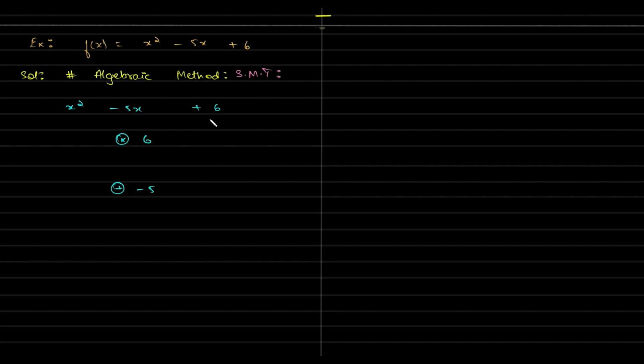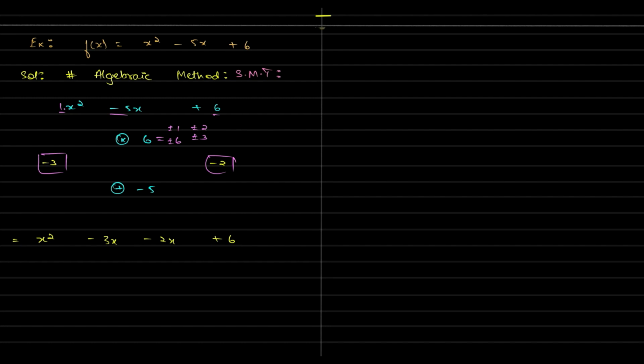When we multiply, I should get 6 as per this product, and when we add, I should get this -5. So we need two numbers which satisfy this condition. What are those two numbers? Let's look at the factors of 6: plus or minus 1, plus or minus 6, plus or minus 2, plus or minus 3. Which combination will give you this result? -3 and -2, is it not? So let's complete the split: -3x minus 2x plus 6.